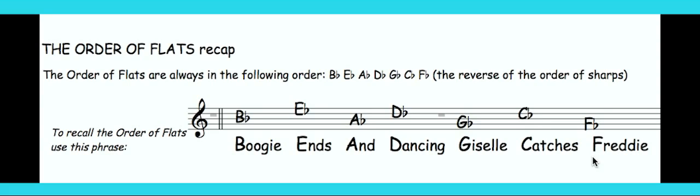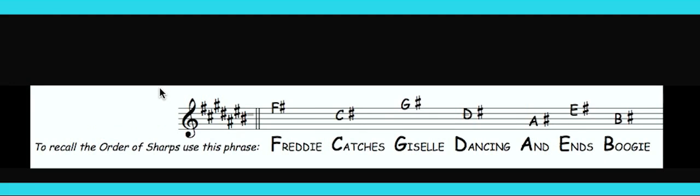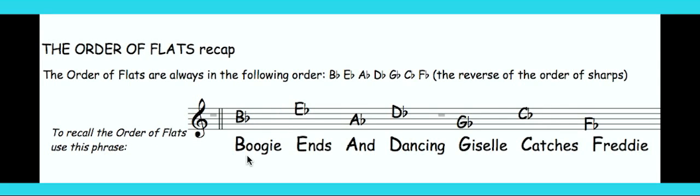And of course you may recognize this catchphrase because it's backwards to the order of sharps. Freddie catches Giselle dancing and ends Boogie. And that just happens to be our order of flats now. Boogie ends and dancing Giselle catches Freddie.